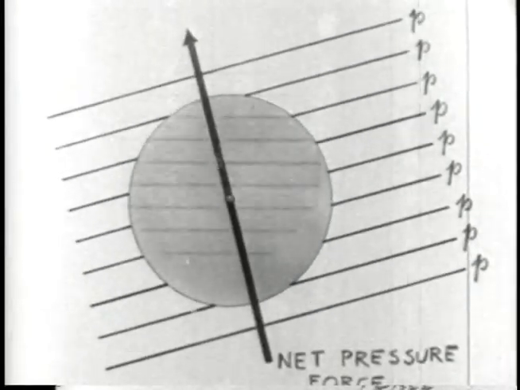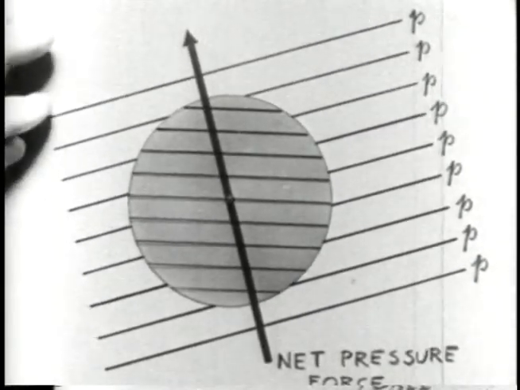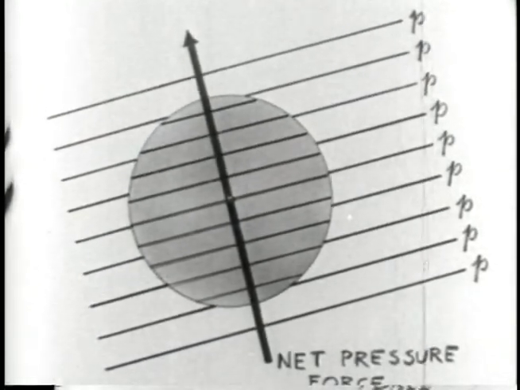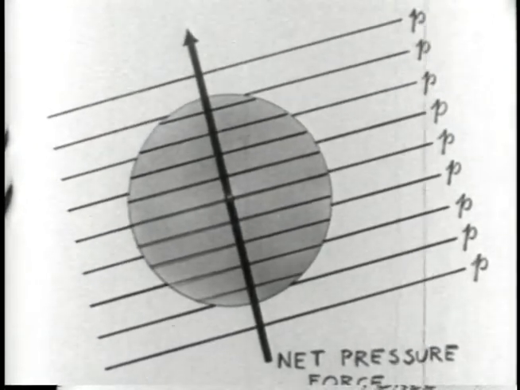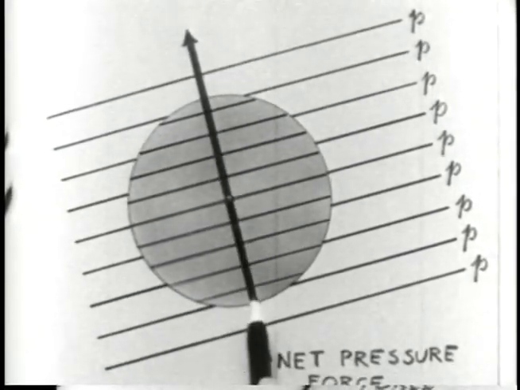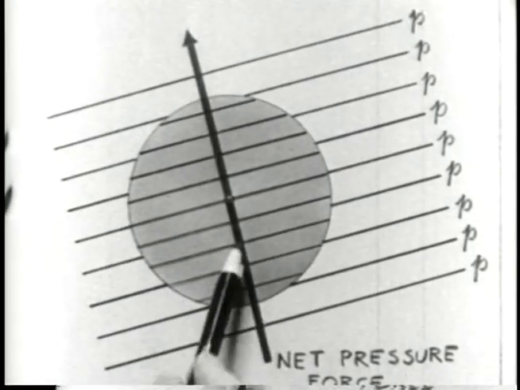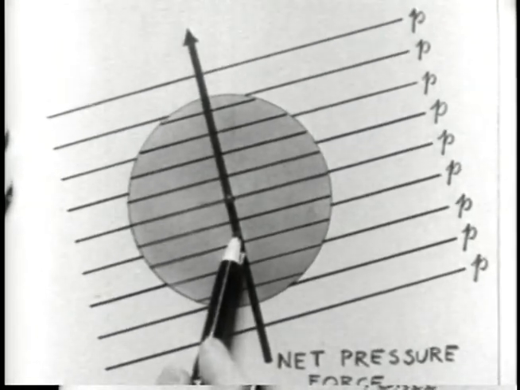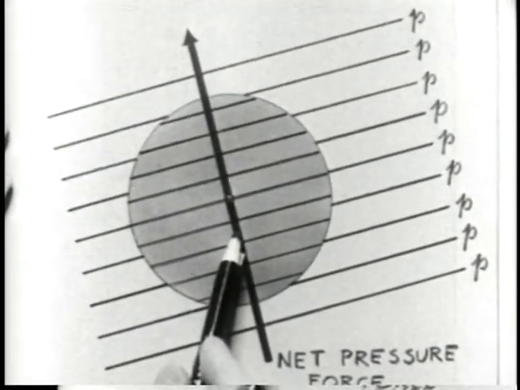Now let these be the lines of constant density in the fluid particle. If the density lines are parallel to the pressure lines, we call this a barotropic situation. The center of gravity of the fluid particle must lie on the line of the pressure force, so the pressure force produces no torque about the center of gravity.